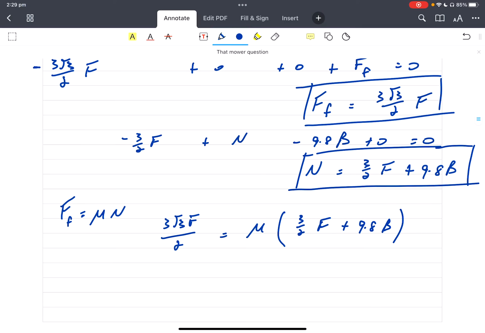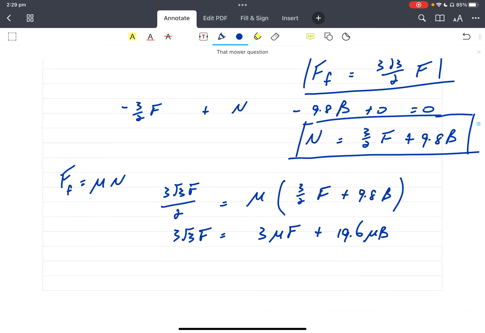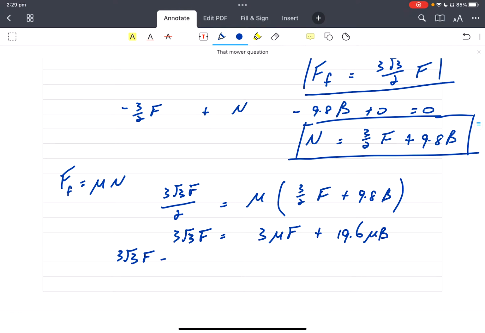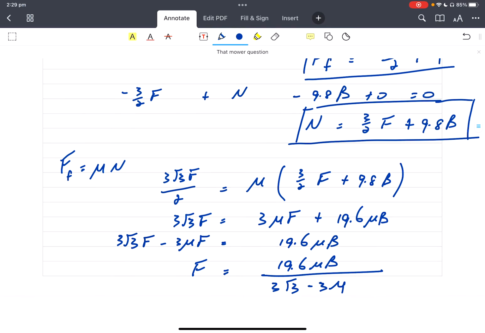Let's just neaten that up a little bit. I'm going to multiply everything by 2. I'm also going to expand my bracket. So that's going to be 3 mu f plus, I'm going to get that 3 mu f to the other side. Factor out the f, and then get the factor on the other side. In fact, I might do that in red. Okay.